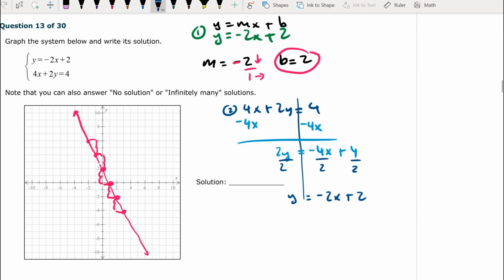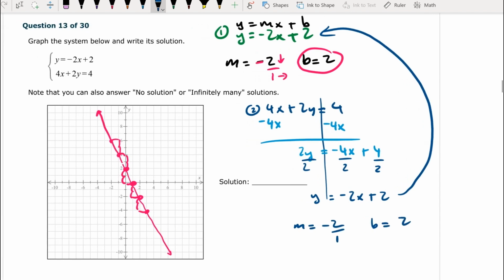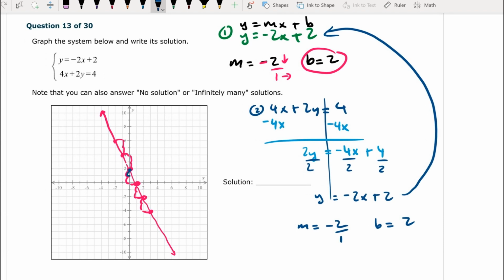Interesting, the two equations look exactly the same. That means the slope is negative 2 over 1 and your beginning will be 2. So you begin at 2, down 2 over 1. So these two lines are actually one. They are on top of each other. So the solution for this case: they don't cross at one point. They are on top of each other, meaning they touch everywhere. Since they touch everywhere, that will be infinitely many solutions. Infinitely many solutions is our answer for number 13.